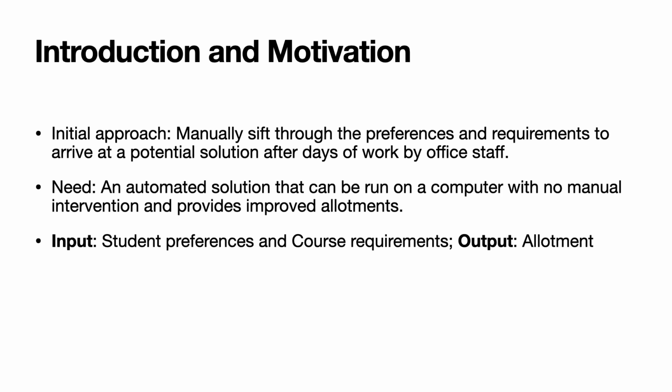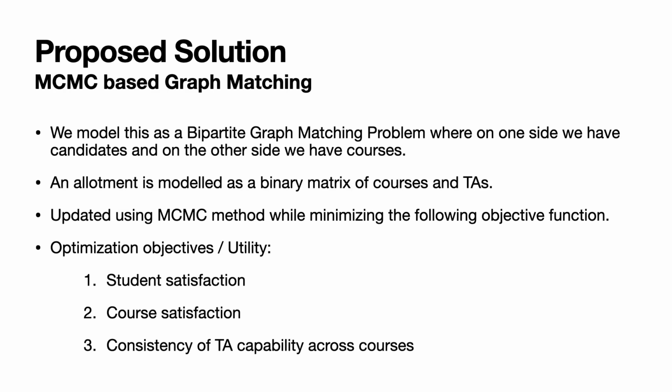Seeing this as a black box, we essentially want to come up with a solution which takes in TA preferences and course requirements and outputs an allotment, in a way, a matching between them. For this, we model the problem as a bipartite graph matching problem, where we have TA candidates on the one side and courses on the other. An allotment is modeled as a matching between them, which can be denoted by an adjacency matrix of the edges connecting the courses and the TA nodes. The TA preferences and their capabilities are used to update the edge weights of the graph matching, that is, the allotment.